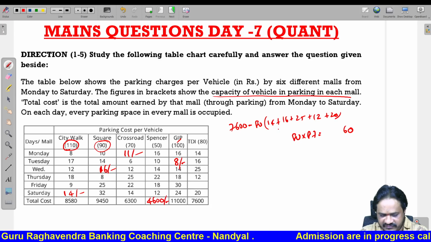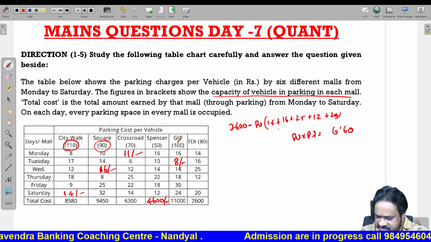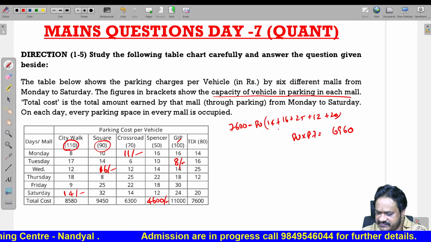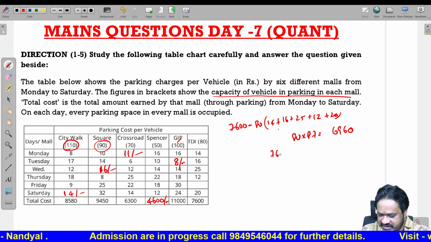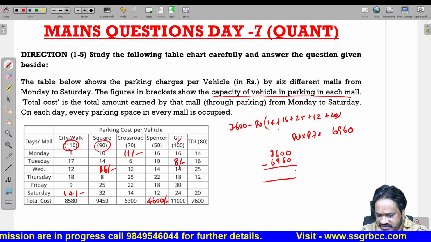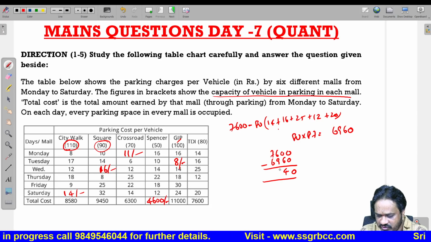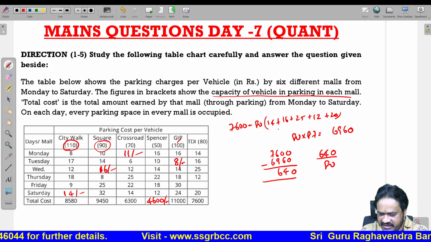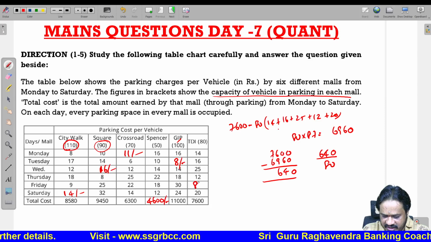0, 56 and 64, 69. 6,960. 7, 8, 56, 6,960. Correct. 7,600 minus 6,960. 0, 4, 6. It is 640 for 80. So it will be 8 rupees.